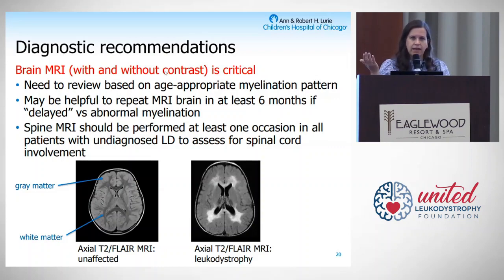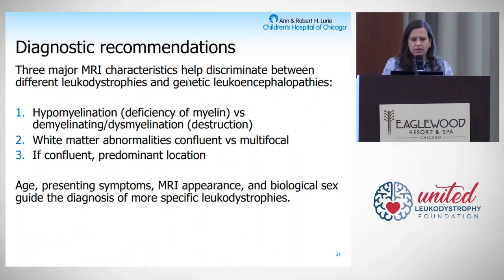And then some of the leukodystrophies, like X-linked ALD comes to mind, the contrast is helpful. So you take a picture of the brain, you give the dye, and then you repeat the image to see if things light up. So I'm not going to get too much into the weeds with this, but there's kind of classifications or characteristics of MRIs to help discriminate between different leukodystrophies and genetic leukoencephalopathies or conditions that aren't leukodystrophies.